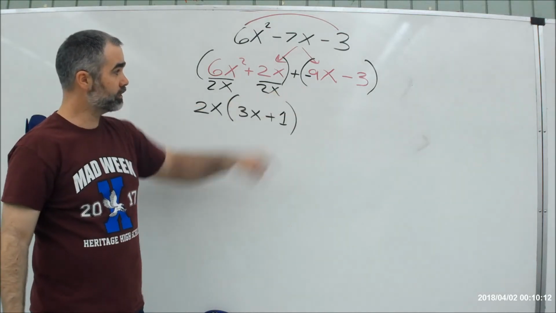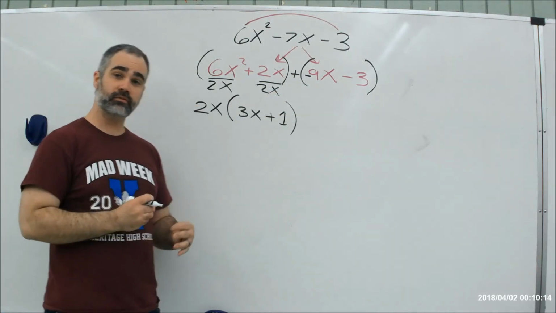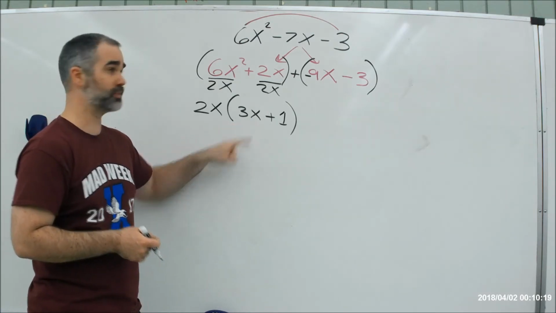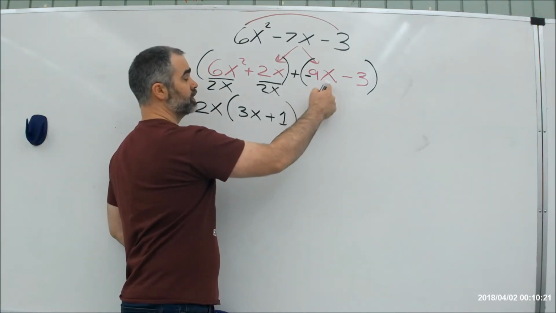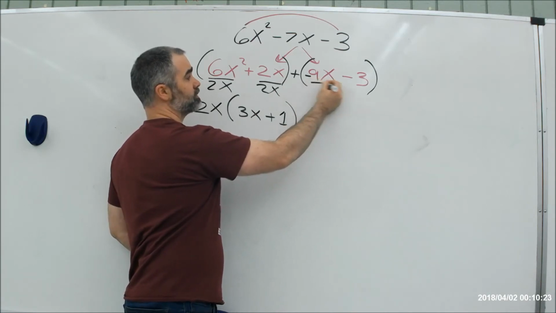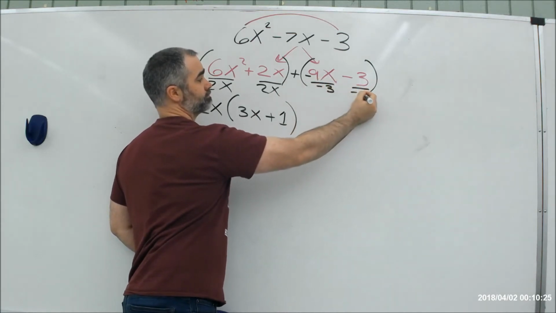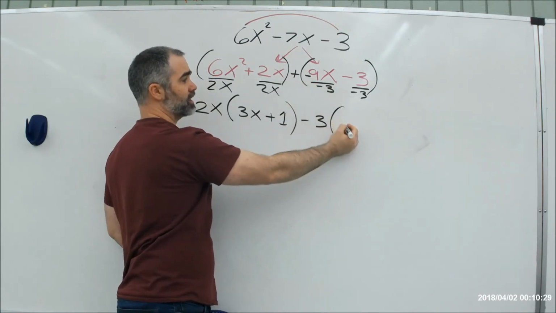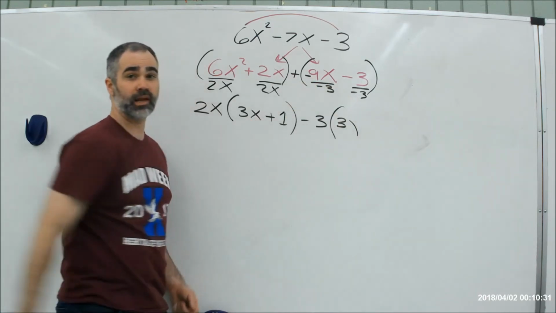And over here, I could divide out a positive 3, but I remember from last time that I want it to be the same as this parentheses. So what I want to do here is divide by negative 3, which leaves me with a positive 3x and a positive 1.